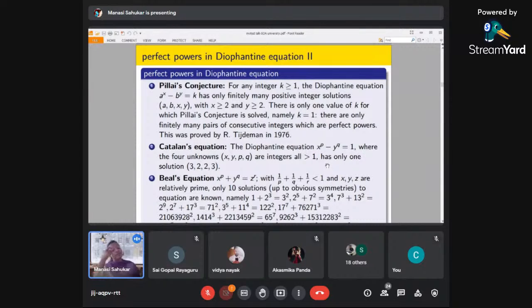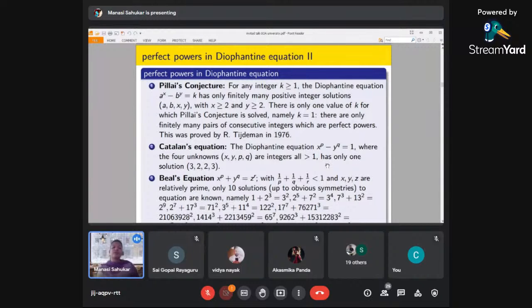Next we have the Catalan equation, one more example of a Diophantine equation. If you have x to the power p minus y to the power q is equal to 1, it has only one solution. That is x equal to 3 and y equal to 2, and the only possible primes are 2 and 3. So the only solution is 3, 2, 2, 3.